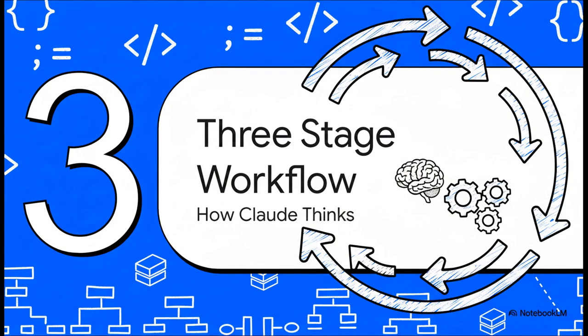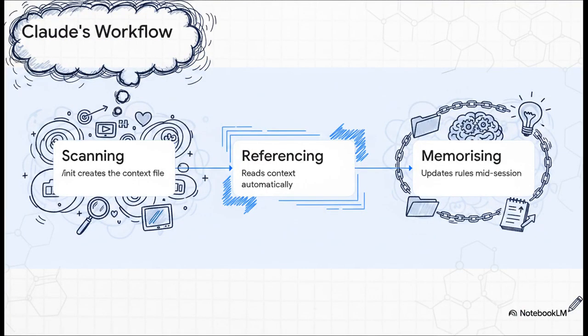Next up, let's talk about the 3-stage workflow. Let's see how all of this plays into Claude's day-to-day operation. Think of this as the continuous cognitive loop Claude runs while you're coding. To really master this tool, you've got to understand how it thinks across 3 specific stages. Stage 1 is scanning. We just covered that, running the init command to generate your context file. Stage 2 is referencing. And honestly, this is the magic of the system. For every single prompt you enter after that, Claude automatically includes your claude.md file in the session context. You never have to remind it where things go. And finally, stage 3, memorizing. This is how Claude evolves.